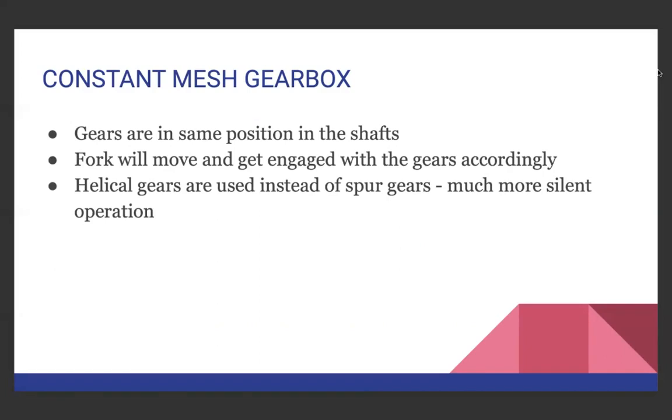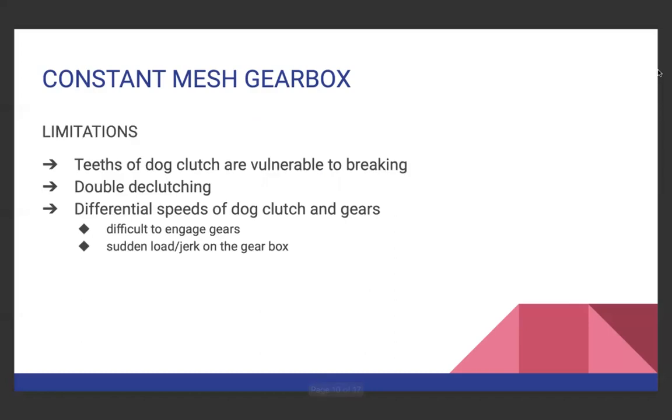The disadvantage in the sliding gearbox was that it caused huge noise due to the spur gears, and hence helical gears are used here in the constant mesh gearbox. The limitations of the constant mesh gearbox: in the dog clutch present here, the teeth are vulnerable and prone to damage. When engaging the gears, the difference in speed between the dog clutch and gears makes engagement difficult and hence leads to a sudden jerk which can damage the gearbox.